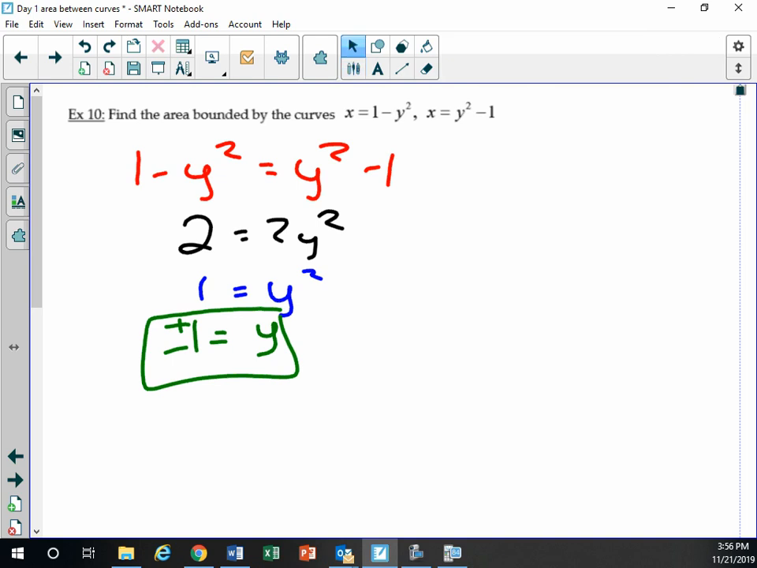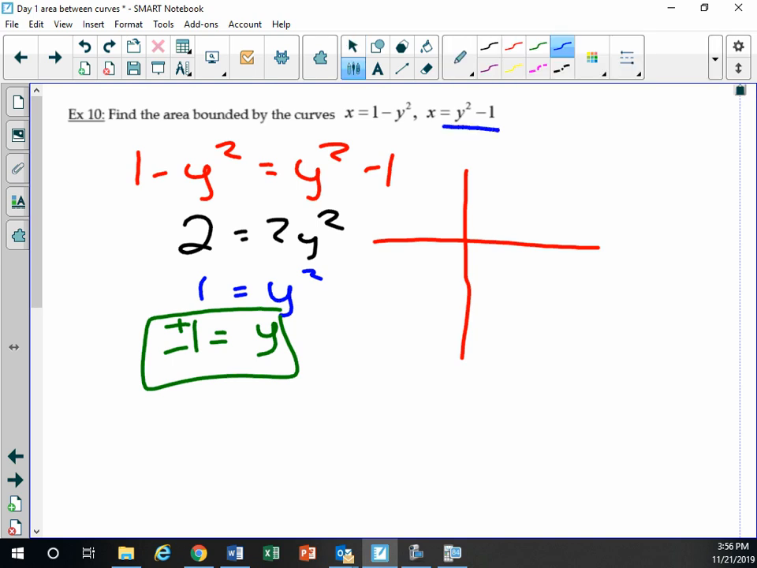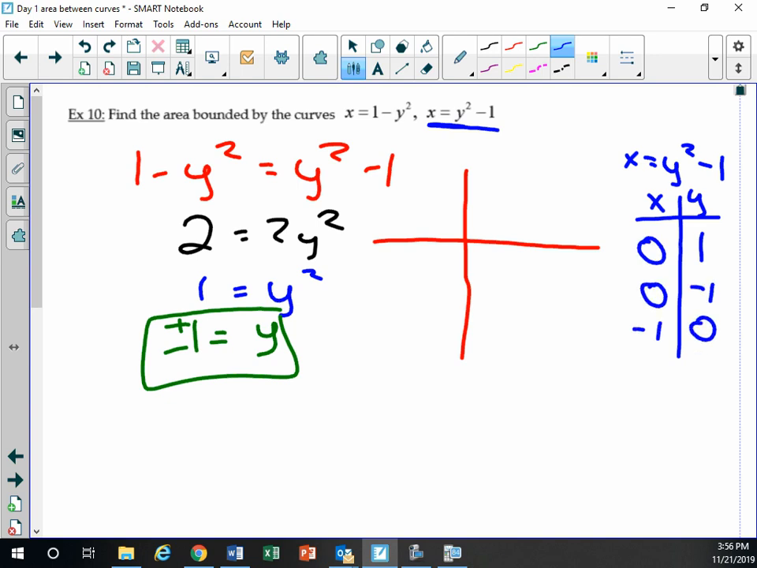Question is, what does it look like graphically? Again, I'll do this one first. X equals y squared minus 1. I am choosing y values. It makes it so much easier. I'm going to choose 1, I get out 0. I'm going to choose negative 1, I also get out 0. I'm going to choose 0, I get out negative 1. I'm going to choose 2, I get out 3, and if I choose negative 2, I also get out 3.